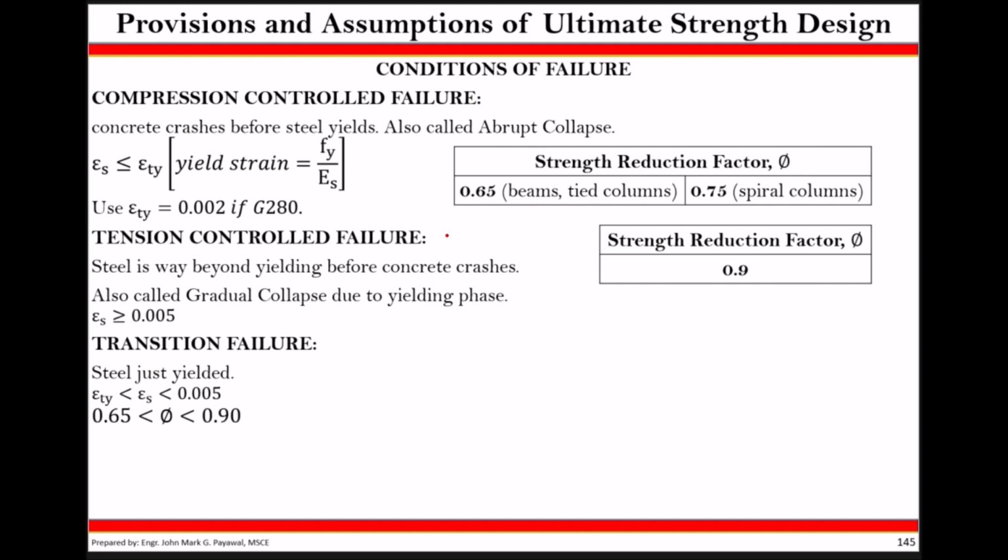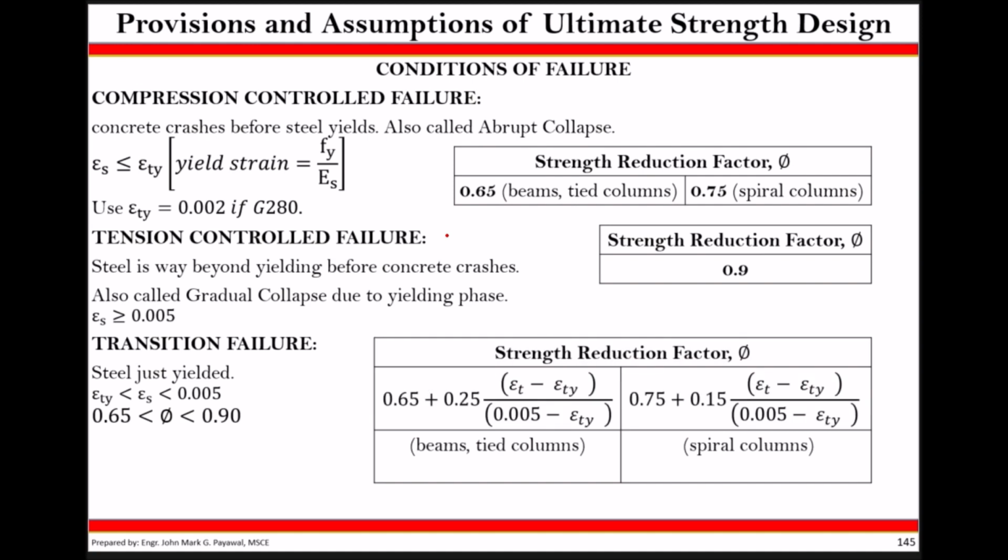Your reduction factor should range from 0.65 to 0.9. How can we know what to apply? You use this equation. If it's a beam or a tied column, it's 0.65 plus 0.25 times (εt minus εty) over (0.005 minus εty). If it's a spiral column, it's 0.75 plus 0.15 multiplied by (εt minus εty) over (0.005 minus εty).